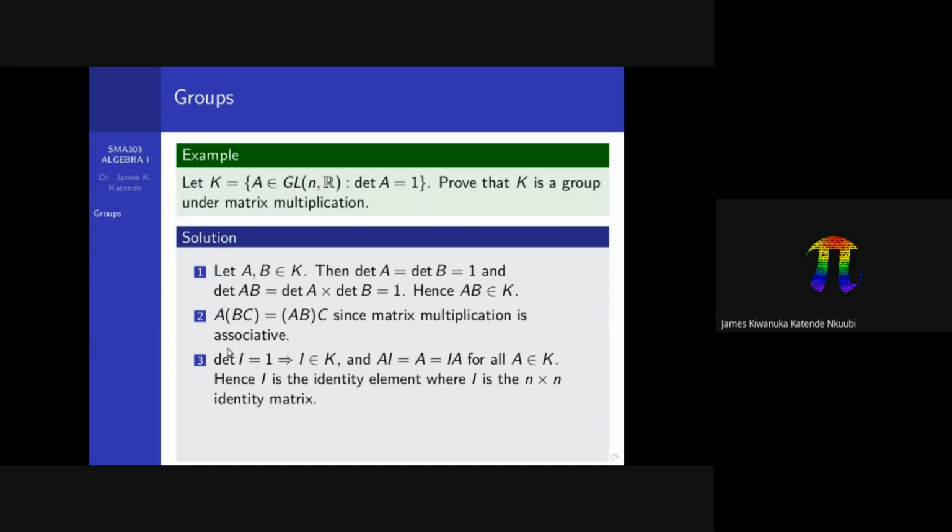So the next thing is to find out if we have an identity in the set. And the identity matrix also turns out to be in the set because it has determinant 1. And you know that if you multiply any matrix by the identity, it remains unchanged. It's left intact. So the identity matrix turns out to be in the set, and it will serve as the identity element.